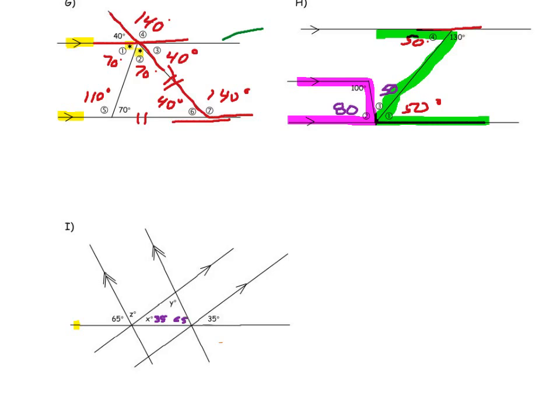Now you could find Z or you could find Y. 35 plus 65 is going to be 100. So Y is going to be 80. Then maybe you see that Y and Z are alternate angles. Z pattern. This question is really hard for a lot of people.